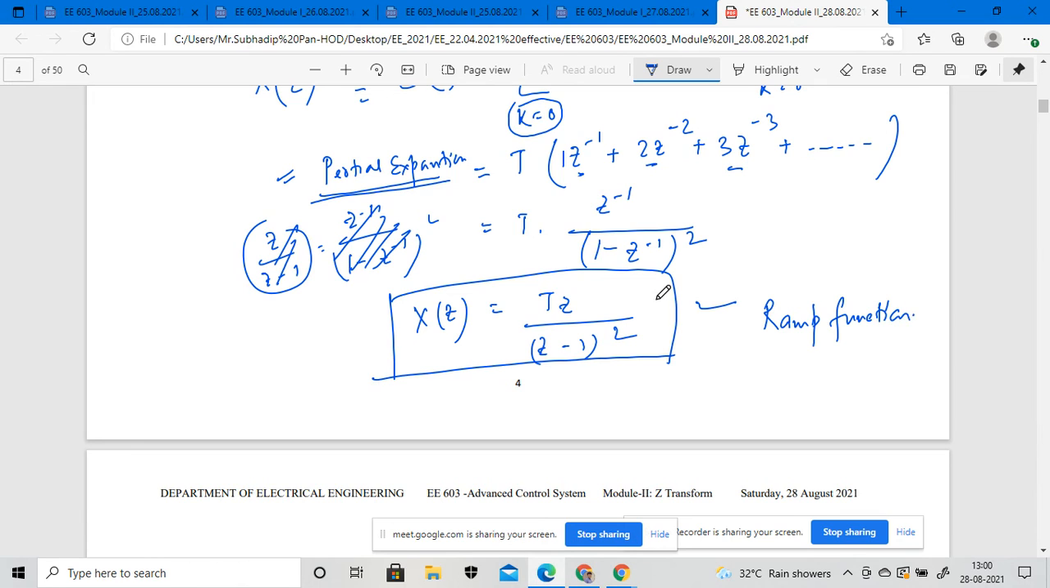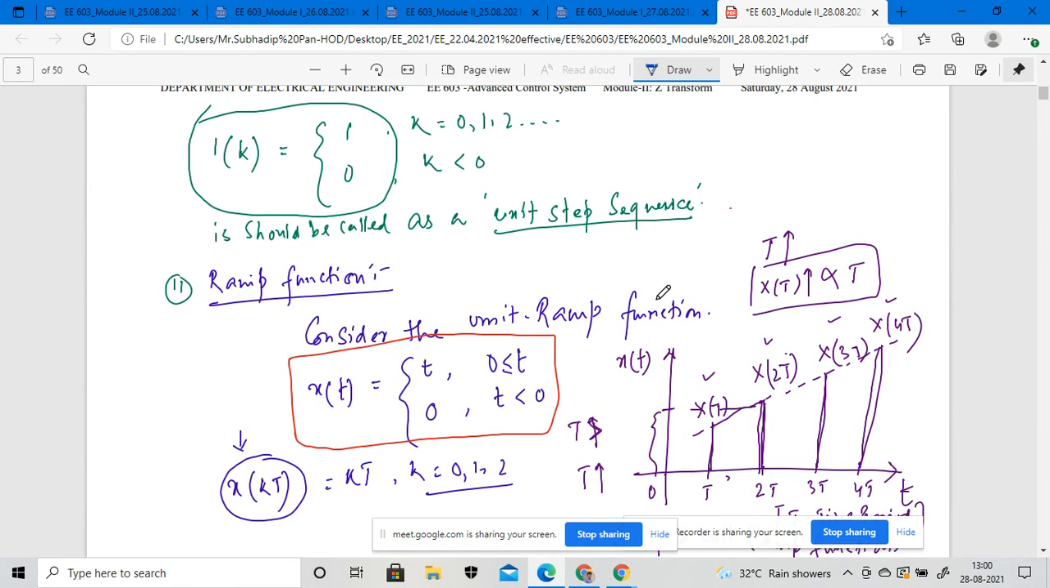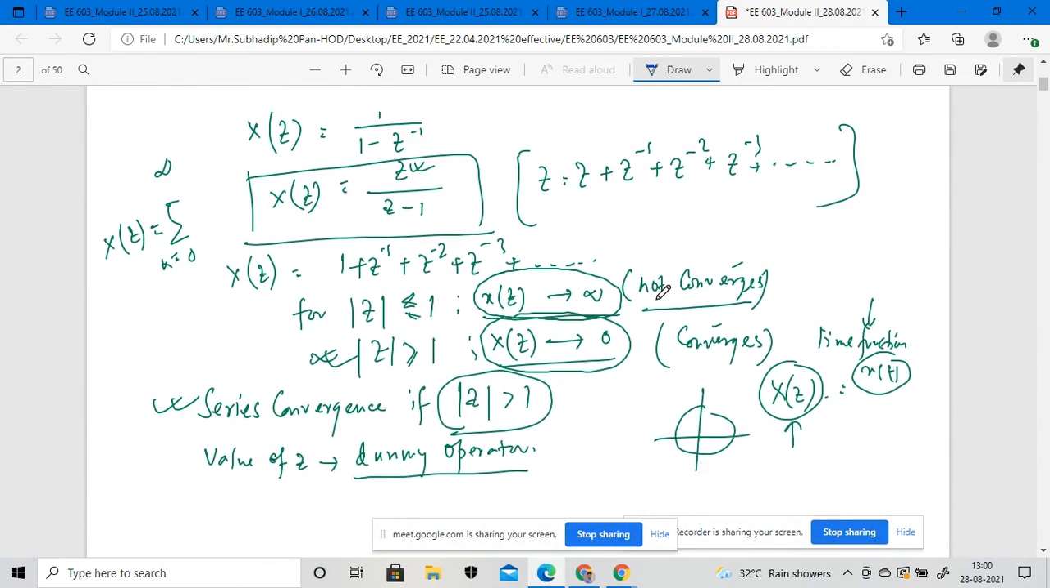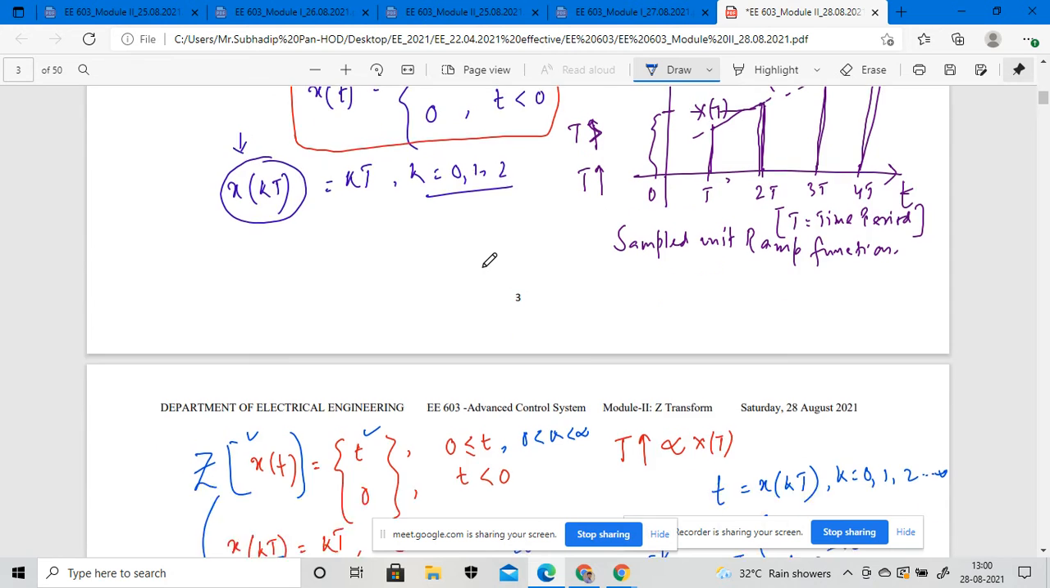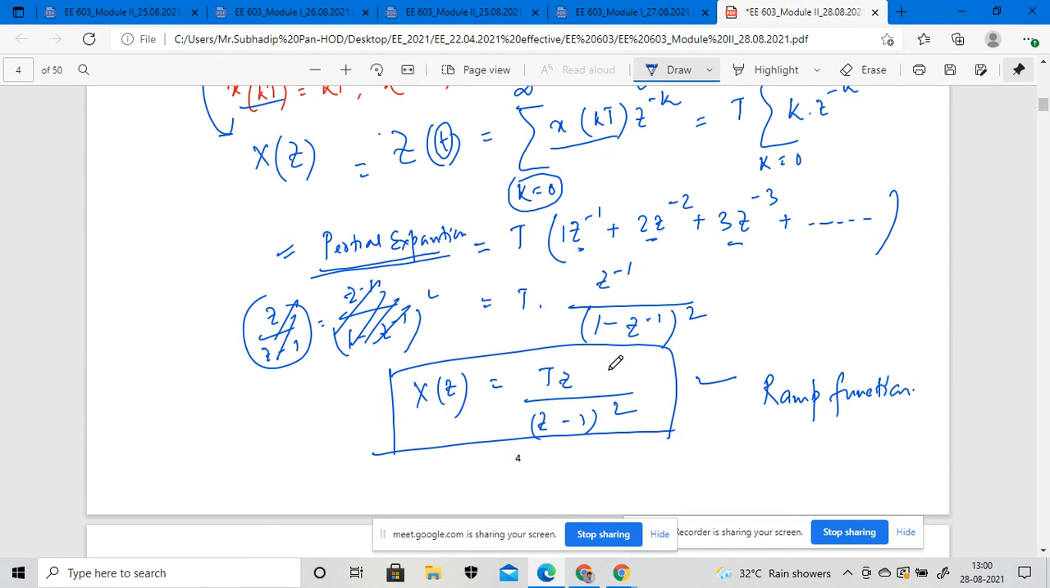But in case of a unit step function, you will see that my value will become this one, right? So there will be a little bit of difference between the unit step function and the unit ramp function, right?